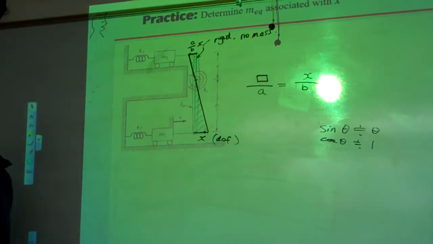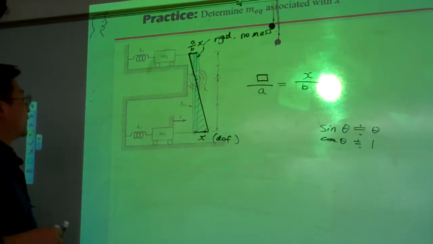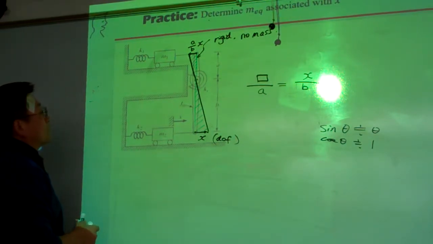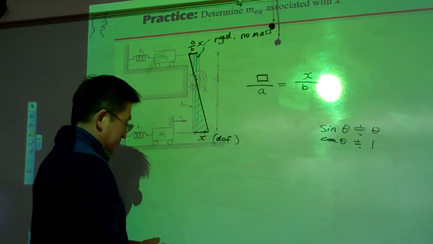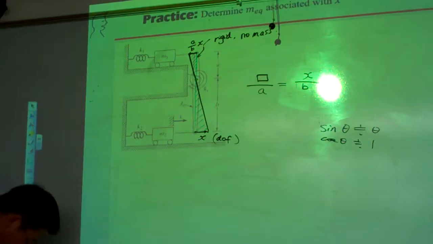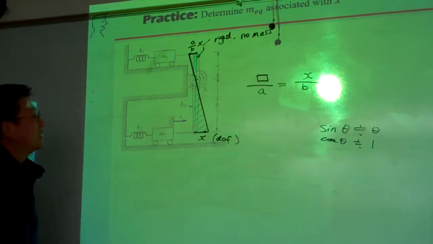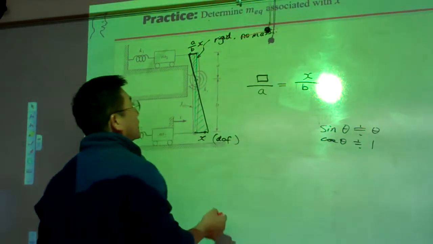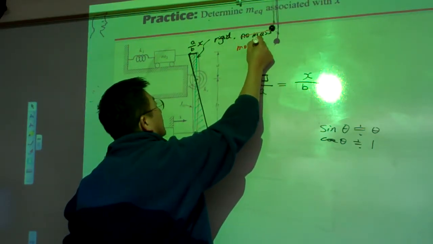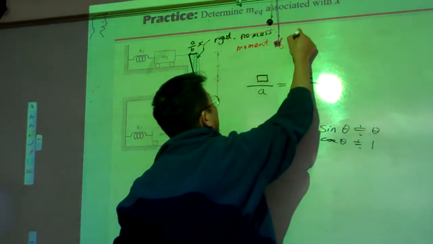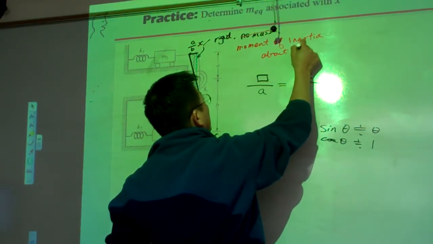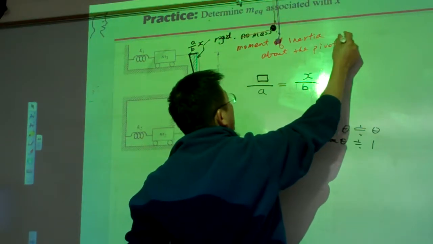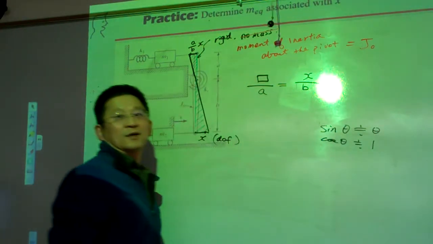I have a second question. What's the J naught term that's given on the graph? Sorry, my mistake. I think for this example we need to consider mass. So the bar has no mass, but the moment of inertia about the pivot is equal to J naught. Thank you.